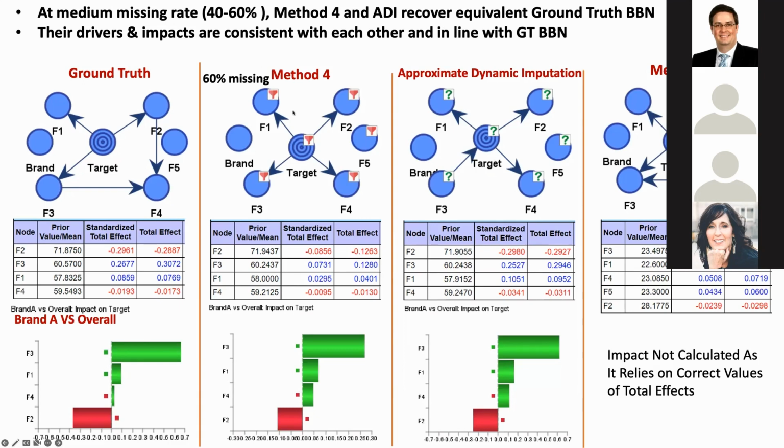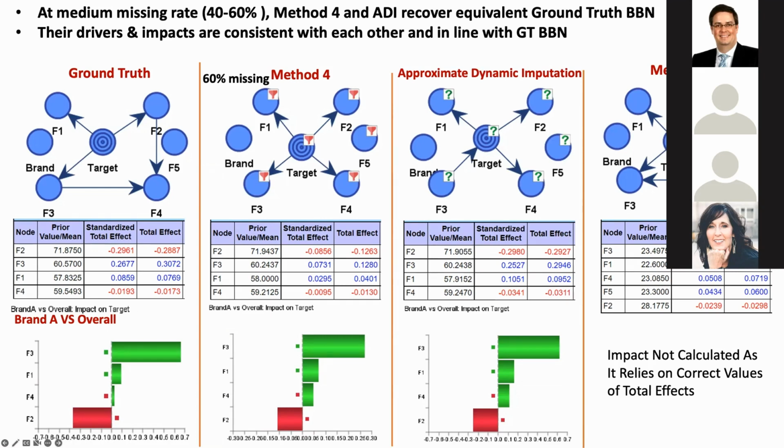Again, you see, because you have less data missing, the method 4 and the method 3, they can recover. Essentially, the structure here is, you can think of equivalent, right, to this one. And then you calculate the drivers in the middle row. They are like method 4, filtered state, and ADI. They're consistent with each other and also consistent with the ground truth. You can recover the drivers and the equivalent structures.